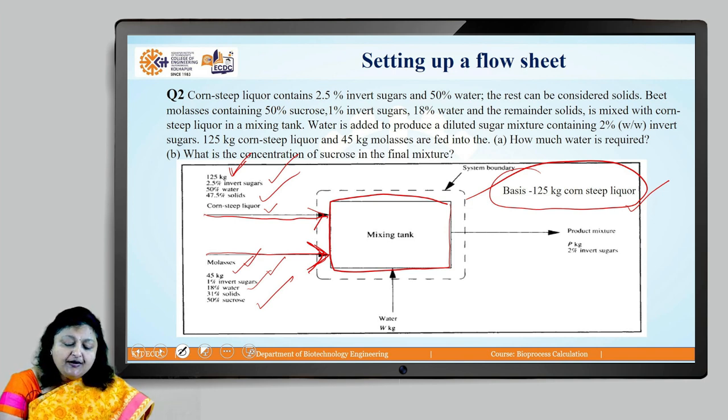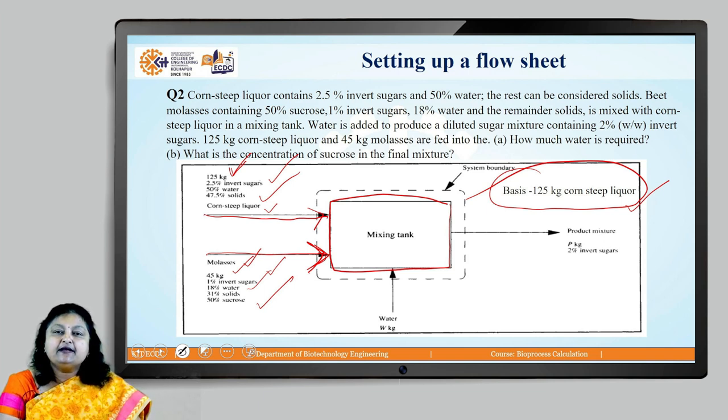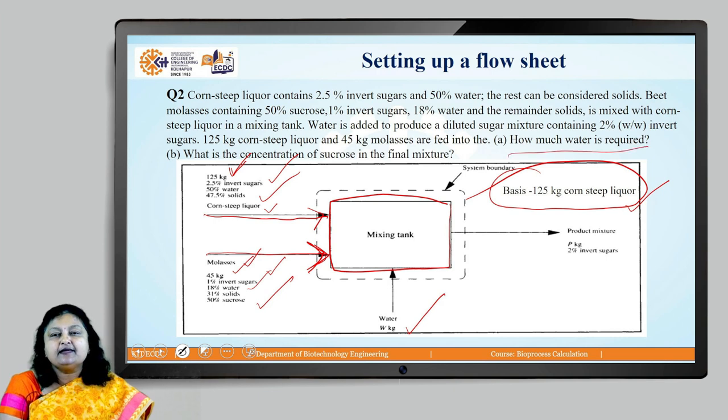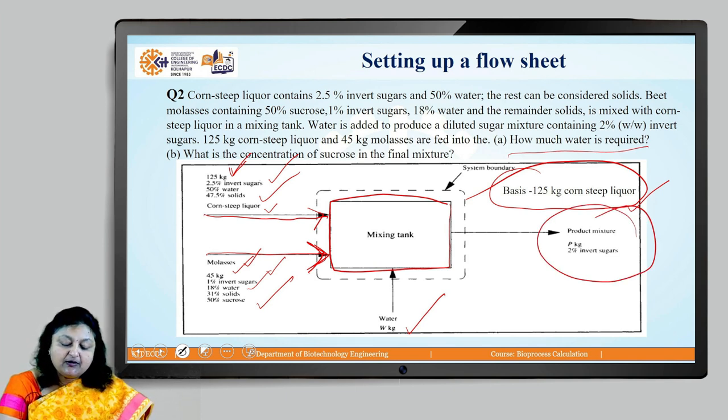Then water is added to the system as per the problem statement. Water is added to produce a diluted sugar mixture. Our objective is to get a diluted sugar mixture, that is the product from this mixing tank. So here in the problem statement, how much amount of water is added is not given. We need to calculate. The first question is how much water is added to the system, or how much water is required here in the process to get the product mixture which contains 2% invert sugar. So for that we need to calculate how much quantity of water needs to be added here to dilute this mixture.